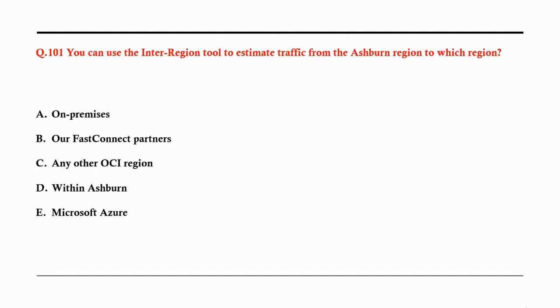Question 101. You can use the inter-region tool to estimate the traffic from the S1 region to which region? The correct answer is C, any other OCI region.